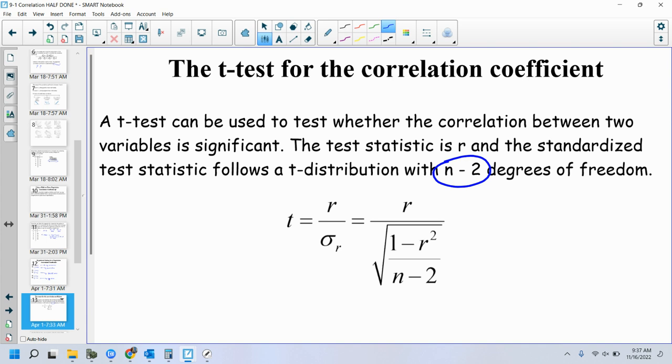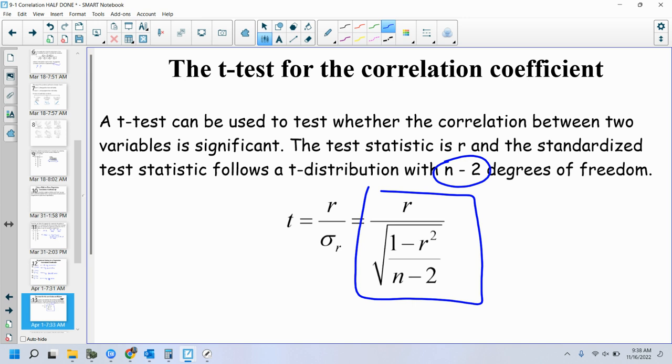Basically, if we have one variable, we're using n minus 1 degrees of freedom. If we're comparing two variables against each other, we use n minus 2 degrees of freedom. Still the same t-test though, right? T is equal to R divided by sigma R. Now, sigma R, we're never really going to write it as sigma R. This is the formula that you should know. It's on your formula sheet, or you should be able to recognize it on the formula sheet.